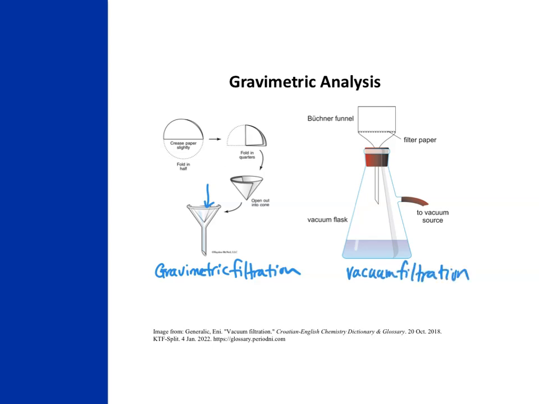Like the name implies, we will use a vacuum to suck the air out and our liquid through the filter paper. And we will use a specialized funnel known as a Buchner funnel to collect our sample before it is run into the vacuum flask. The vacuum flask has a special sidearm attached to it so that it can be attached to a vacuum source.